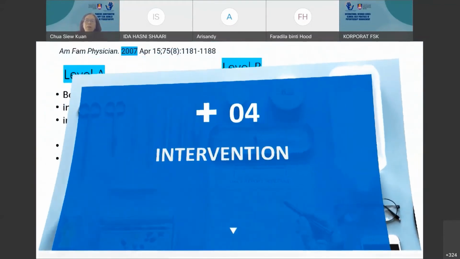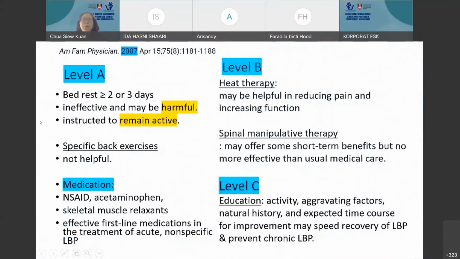Okay, how about the intervention? For the previous intervention guideline, I managed to download the 2007 one. The 2007 guideline said that bed rest of more than 2 or 3 days is not beneficial, it is harmful. You make the patient passive and fearful to move, that kind of thinking, which is ineffective and very harmful.